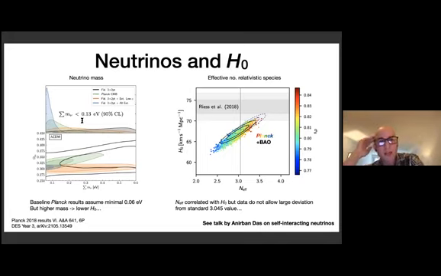For the purposes of H0 and the H0 tension, unfortunately, allowing a wider range of neutrino mass in the fitting doesn't actually help. In fact, it makes things slightly worse. Because of parameter correlations in the model, higher neutrino mass actually leads to a lower H0 from the CMB side. So interesting, of course, that we can get these constraints, but not helpful for the Hubble tension.